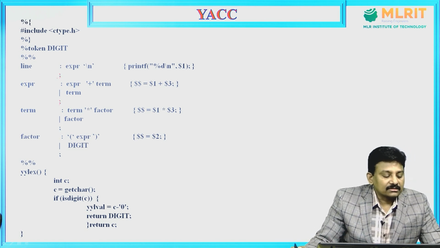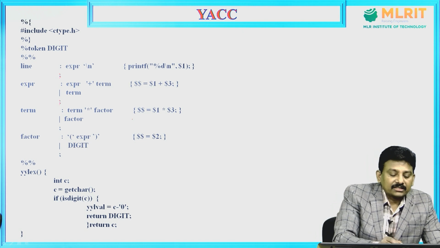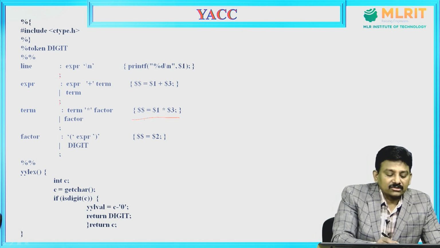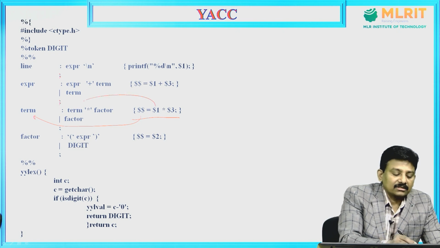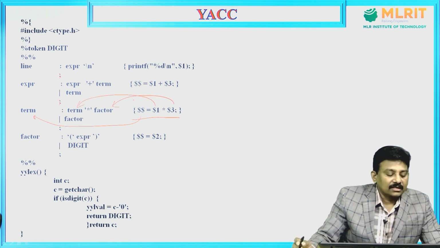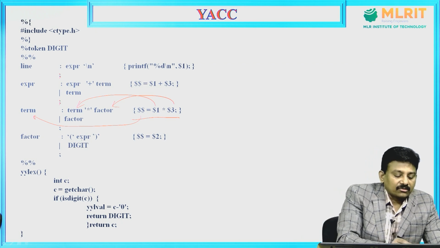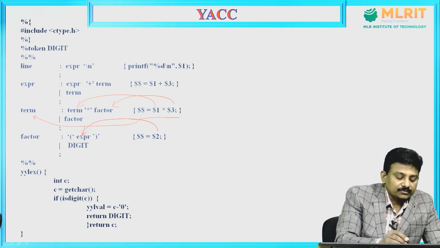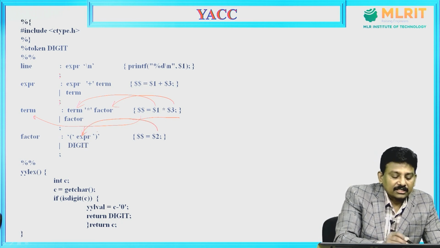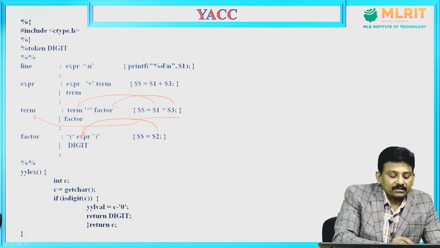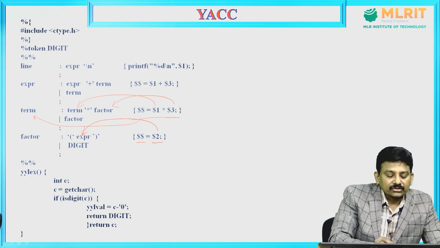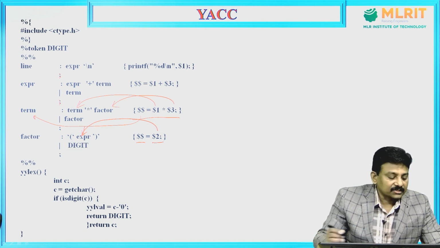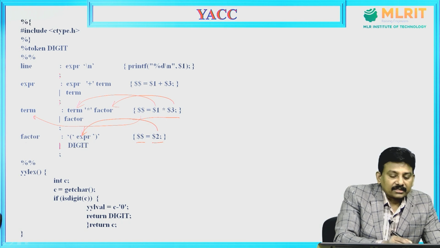Next, term colon term star factor. The corresponding action is $$ equals $1 times $3. As usual, $$ represents this term, $1 is this term, and $3 is the factor. Like that. Factor is also factor colon open parenthesis expression close parenthesis. Here $2 represents the expression, $1 is the left parenthesis, and $3 is the right parenthesis. So factor colon left parenthesis expression right parenthesis, that is $$ equals $2. The value of the expression is assigned to the factor. Or factor deriving digit.